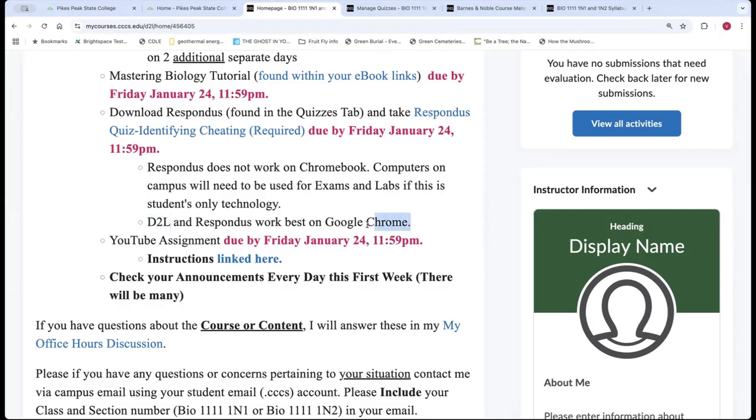Google Chrome is the best browser to use for Respondus and D2L. If you're a Safari user, D2L does not always work wonderfully with Safari, especially with uploading your lab reports or downloading your lab reports. Just use Google Chrome. That's going to be your best bet, whether you are working on Mac or whether you're working on HP. That has been the most reliable.